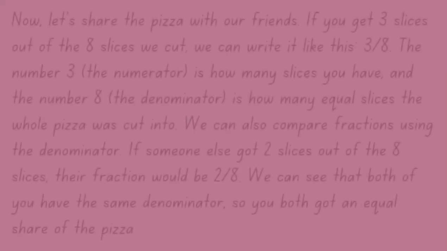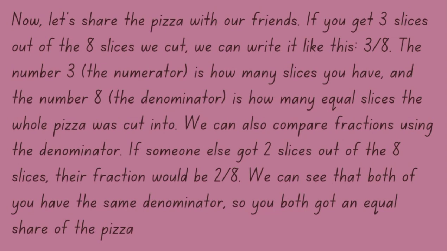Now let's share the pizza with our friends. If we get 3 slices out of the 8 slices we cut, we can write it like this: 3 over 8. The number 3, the numerator, is how many slices you have, and the number 8, the denominator, is how many equal slices the whole pizza was cut into.